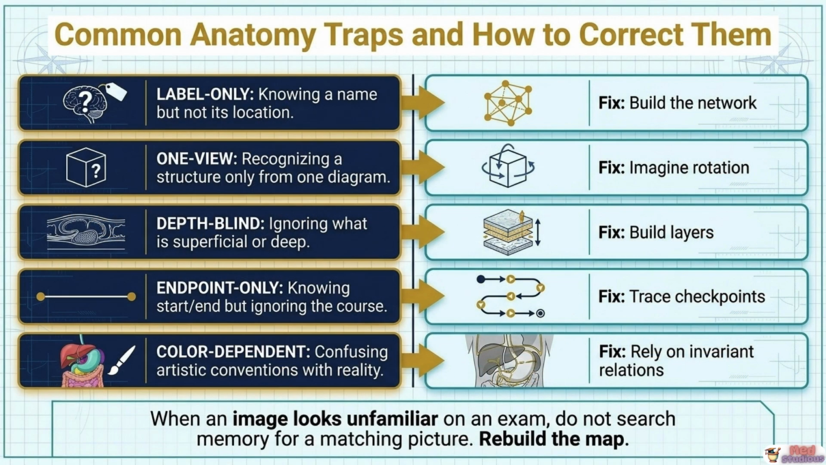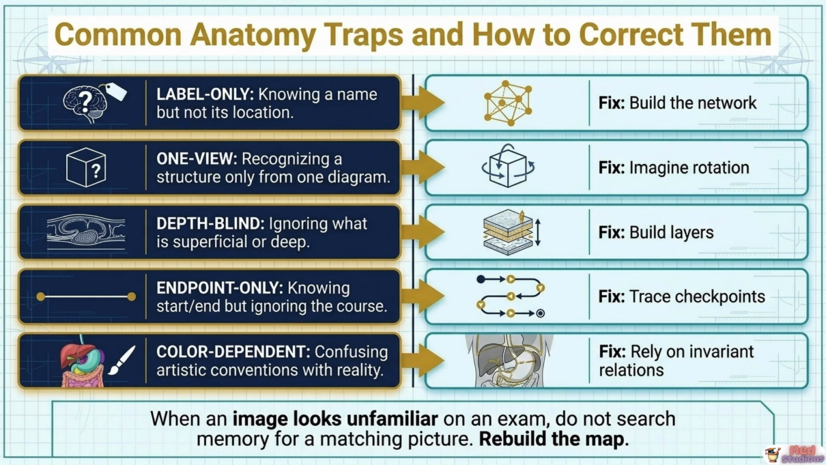Let us make the common traps visible. Trap 1, label-only learning. You know the name, but not the location. Trap 2, one-view learning. You recognize a structure only in one diagram. Trap 3, depth blindness. You ignore what is superficial or deep. Trap 4, endpoint-only learning. You know where a nerve starts and ends, but not the course. Trap 5, color dependence. You rely on an atlas convention instead of relationships. Trap 6, section panic. You skip orientation when an axial or coronal image appears.